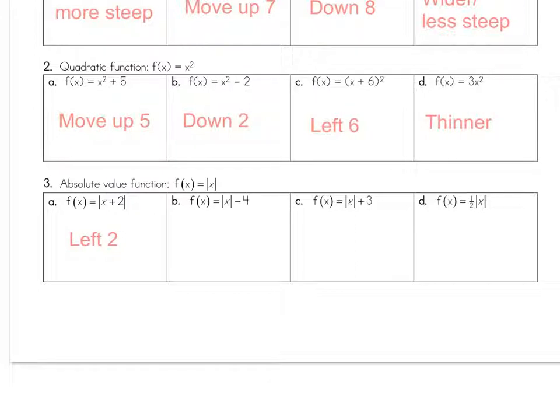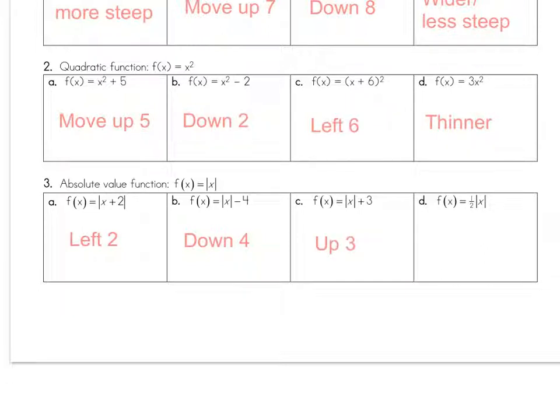Part B, now we see the number on the outside of the function. So is it going to move it up or down? Well, it's negative, so it will move it down. So down 4. Part C, we still have a number on the outside, only now it's positive, so we're adding 3. So we're not going to move down like we did in part B, we're going to move up 3.